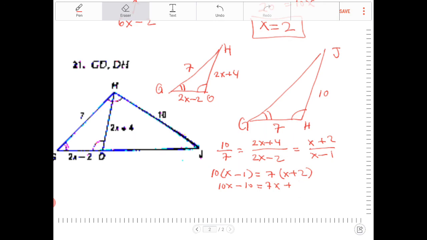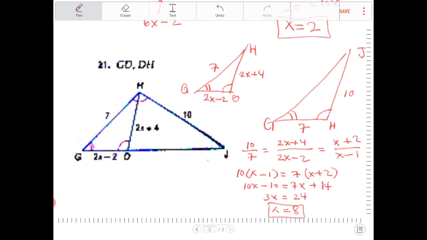It's not 7x plus 4, it's 7x plus 14. So if I subtract 7x from both sides, I end up with 3x. Add 10 to both sides, I end up with 24. Divide by 3 and end up with x is equal to 8. You see? Never hurts to go back and check. So x is equal to 8.